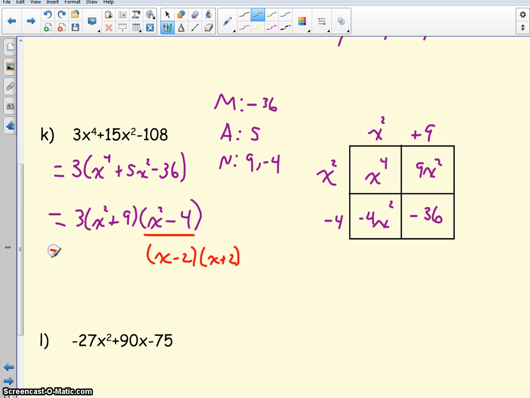Okay, the rest still stays the same. We can't take down x squared plus 9 any further. That's a sum of squares. That does not factor at all. So this is what our final factored form is going to look like.